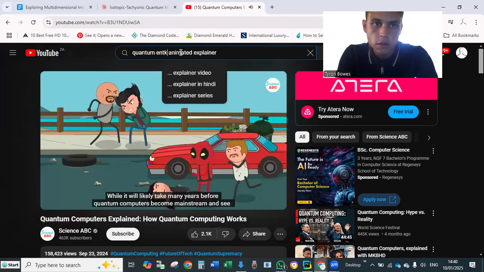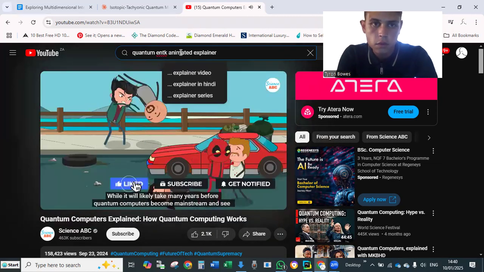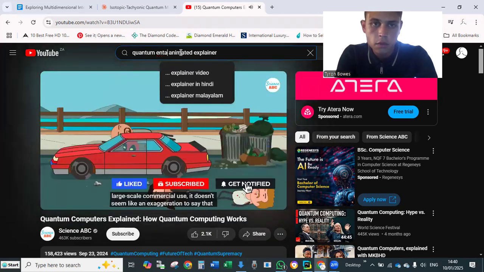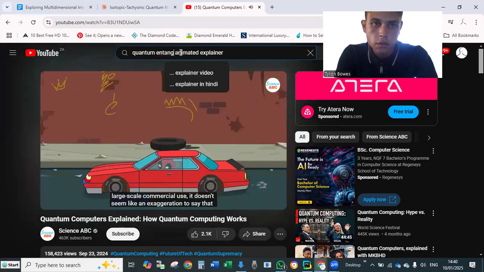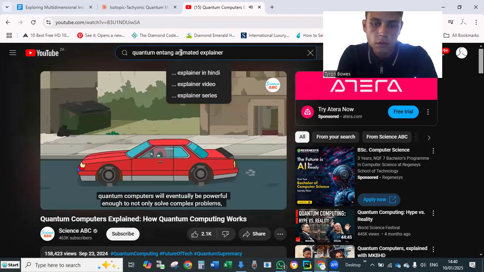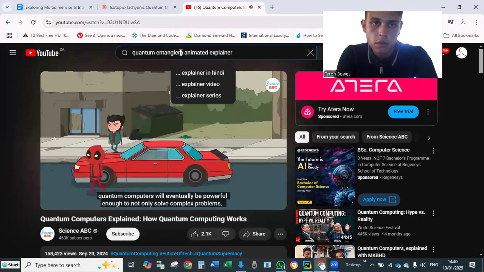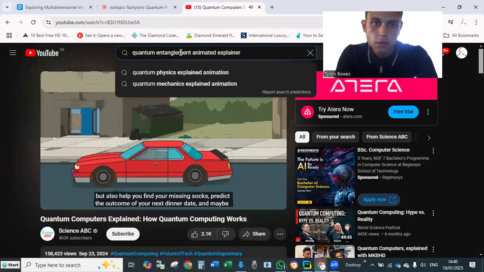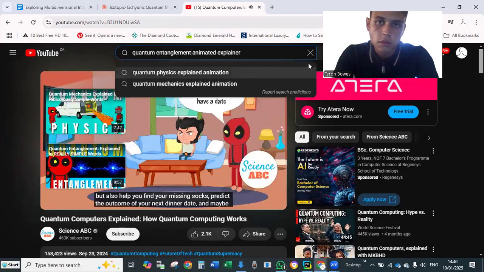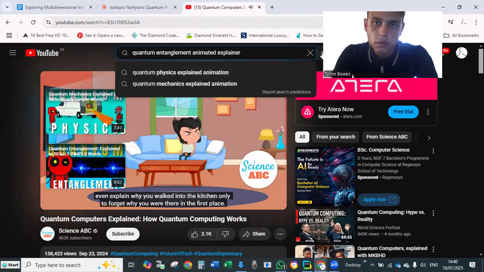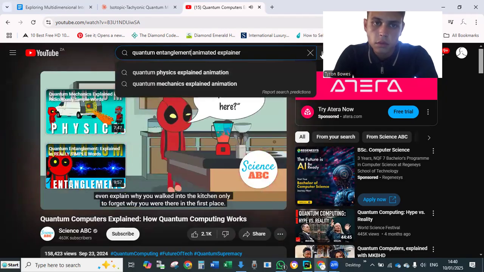While it will take many years before quantum computers become mainstream and see large-scale commercial use, it doesn't seem like an exaggeration to say that quantum computers will eventually be powerful enough to not only solve complex problems, but also help you find your missing socks, predict the outcome of your next dinner date, and maybe even explain why you walked into the kitchen only to forget why you were there in the first place.